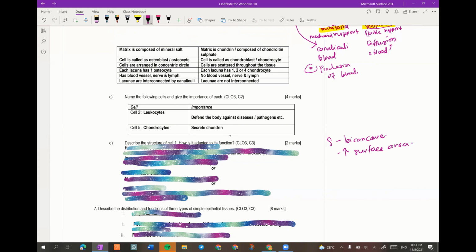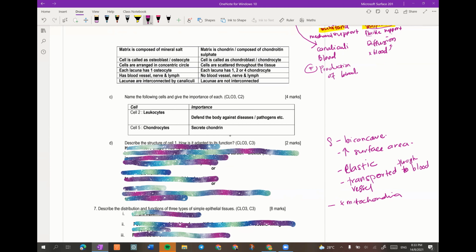Selain daripada tu, you boleh cakap dia punya membrane as well. Sebab membrane dia adalah soft and flexible ataupun elastic. Hence, dia lagi senang untuk travel throughout the blood vessel. Okay, senang untuk dia be transported to the blood vessel. So also you can talk about the tak banyak mitochondria.